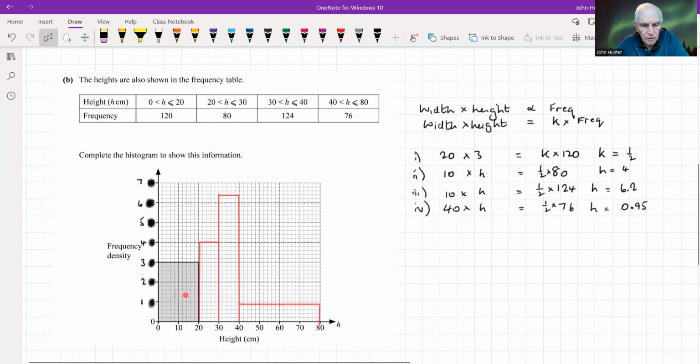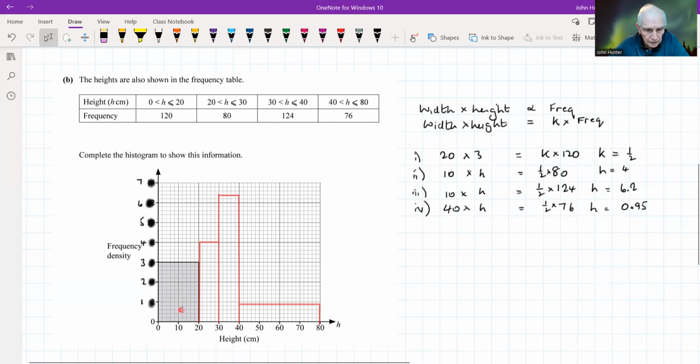Now, the idea behind a frequency density diagram, if we look like this, is that if we're looking at this class interval here, then the frequency is related to the area that is proportional to it.